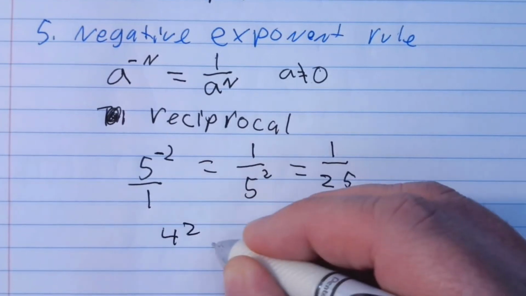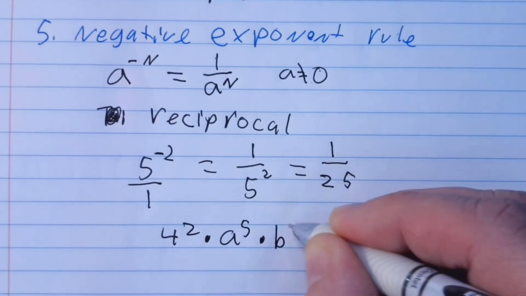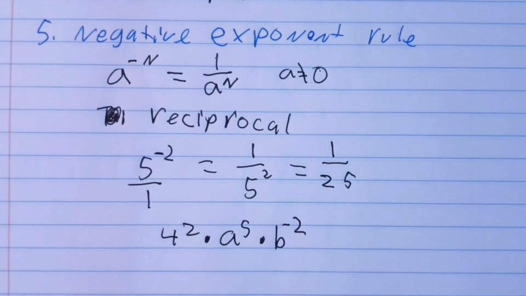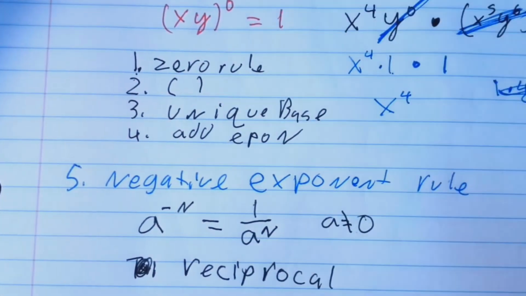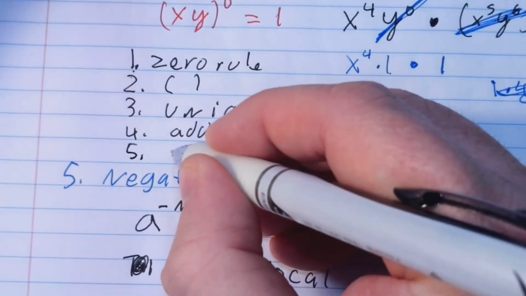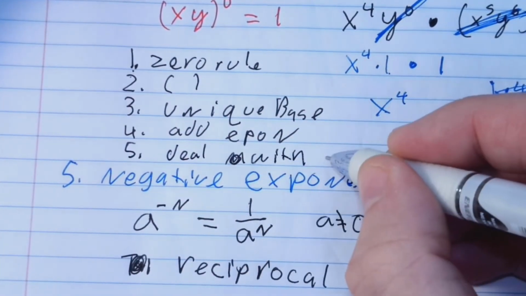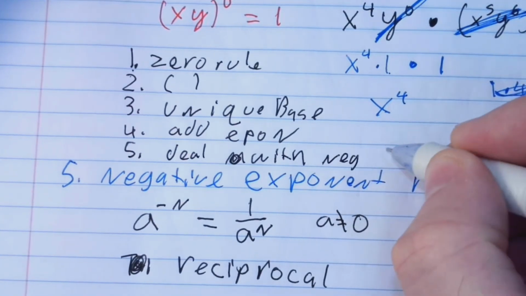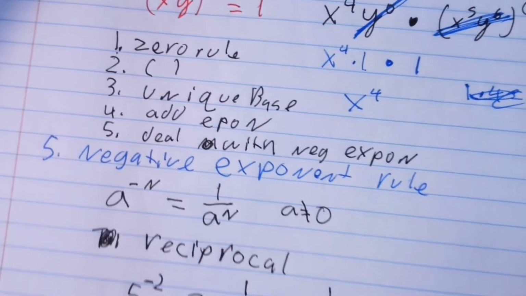4 squared times a to the 5th times b to the negative 2nd. Okay? So again, I'm going to do the setup here. And the fifth thing is I'm going to deal with negative exponents. I'm going to do that last. Okay, so don't even worry about it at first. Just deal with it last.